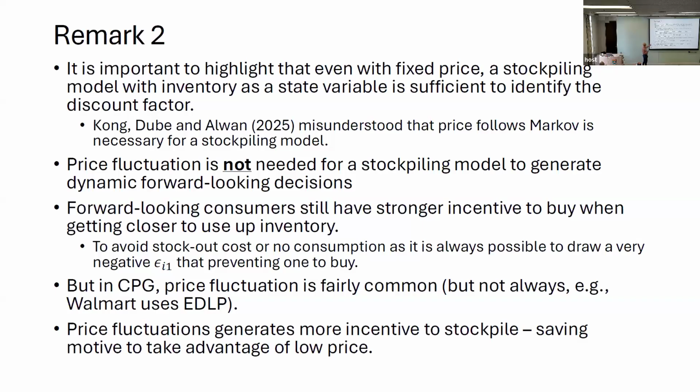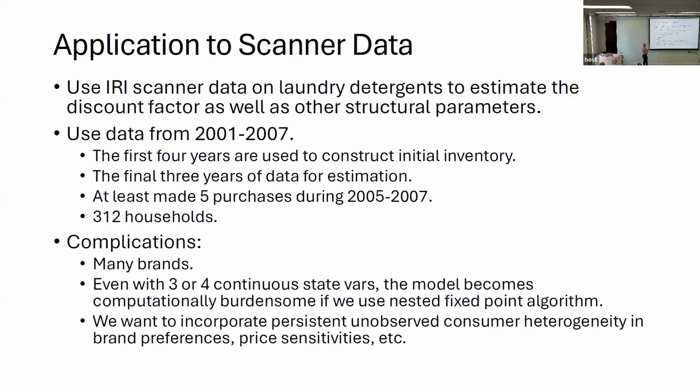But price fluctuation does generate more incentive for people to stockpile. So what you will see is that when we actually estimate the model and apply this to the data, we're going to consider price fluctuating. We're going to have to model the price process, and that would give us even more identifying restrictions to help us pin down the parameters of the model.